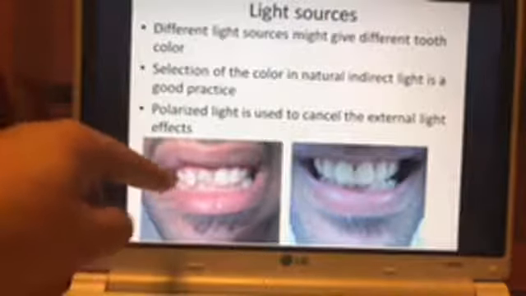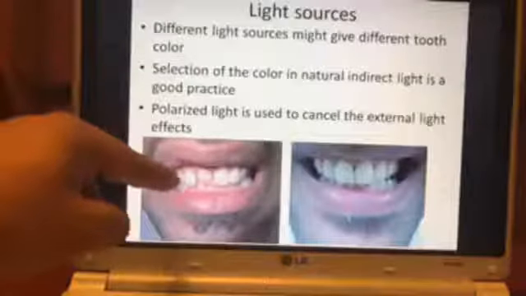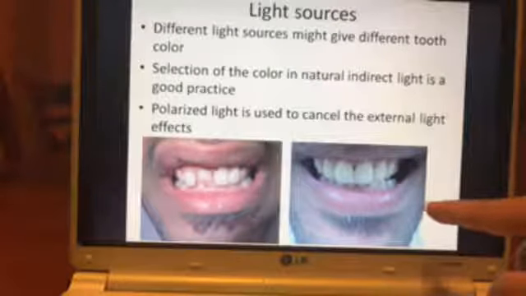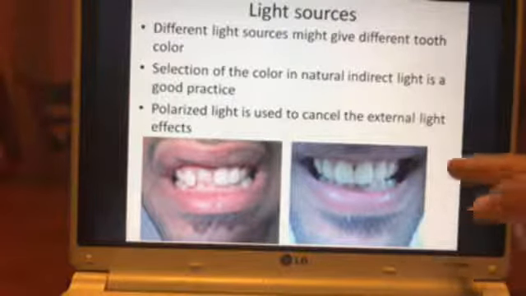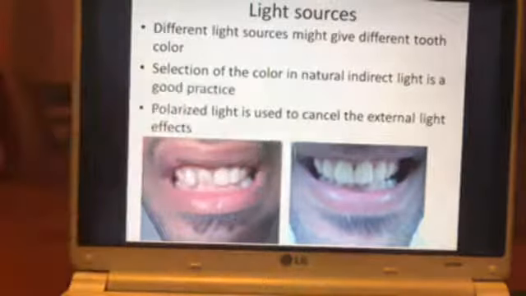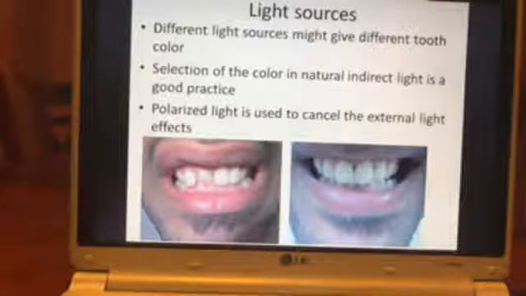I took the picture here with the yellow light of the clinic. And I took the picture here with the white light. Look what happened. The color changed dramatically from an A group almost to a B group over here. So be careful with the light source. The light source can really ruin your selection.